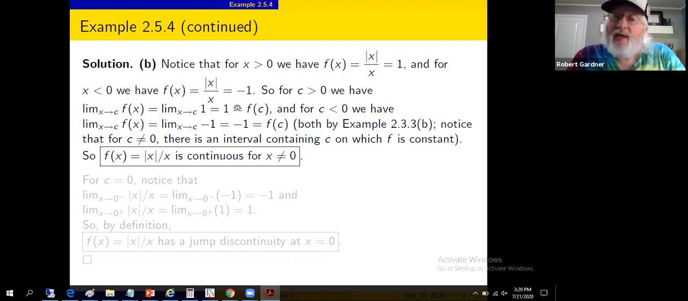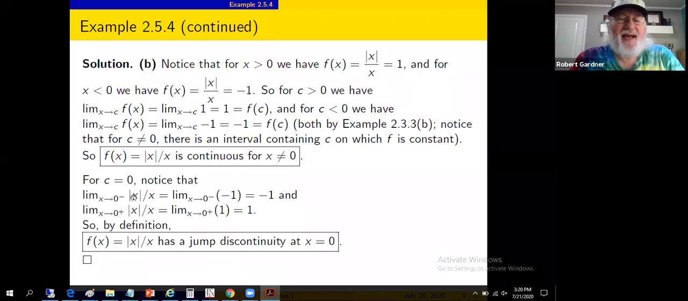I had to consider 2 cases because this is effectively a piecewise defined function. It comes in 2 pieces, a piece for x positive and a piece for x negative. But we went through the 3 pieces of the continuity test. Function exists, limit exists, and they're the same. I had to do it twice because of the 2 pieces. So this function is continuous for x not equal to 0. We only considered x positive and negative up here.